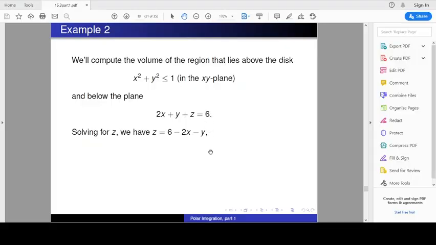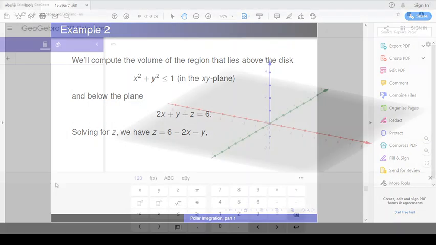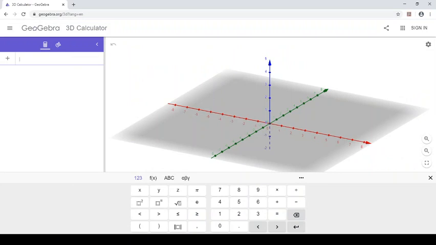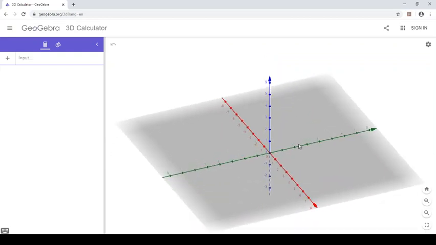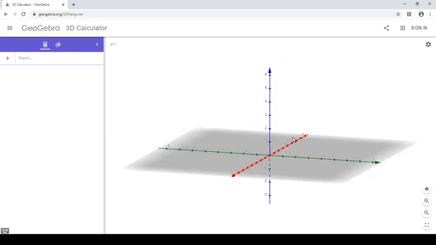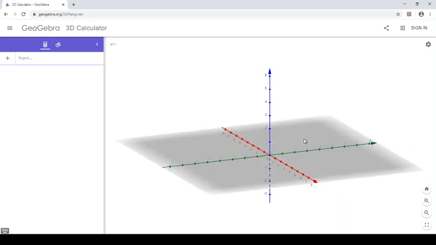So I'm going to go ahead and do that here. So here we have GeoGebra, the 3D calculator. Love this thing, right? You might notice here the red, I think, is the x-axis, the green is the y-axis, and the blue is the z-axis. And don't ask me how I know that. I must have tested it out sometime.